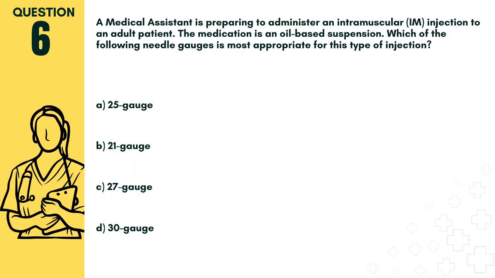Question 6. A medical assistant is preparing to administer an intramuscular, IM, injection to an adult patient. The medication is an oil-based suspension. Which of the following needle gauges is most appropriate for this type of injection?